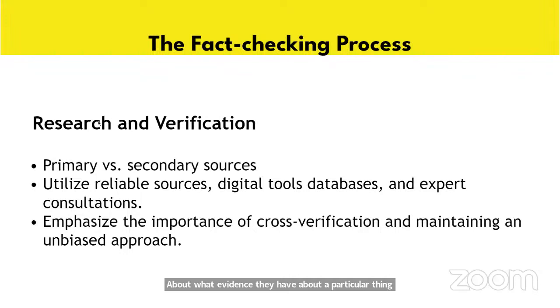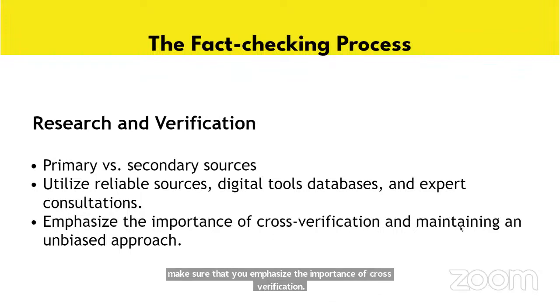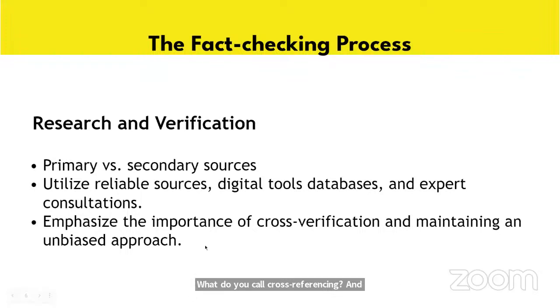So again, when you are doing the research and verification, make sure that you emphasize the importance of cross verification, what we call cross referencing, and then maintaining an unbiased approach. Cross verification or cross referencing is more like triangulation of sources. We should be able to reach out to as many sources as possible, and then we need to see that the information that we get from these sources are related so that we are able to reach a similar conclusion. And while we do this process, we must make sure that the approach that we employ is not a biased approach.